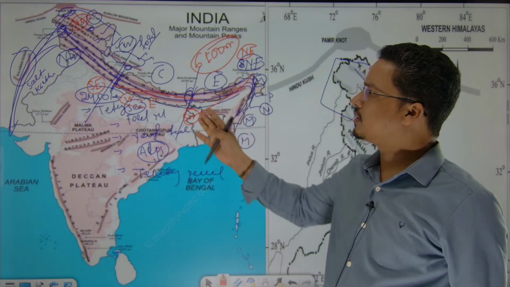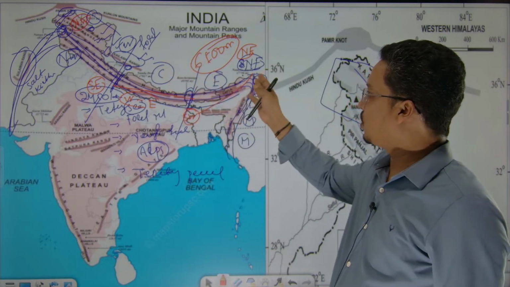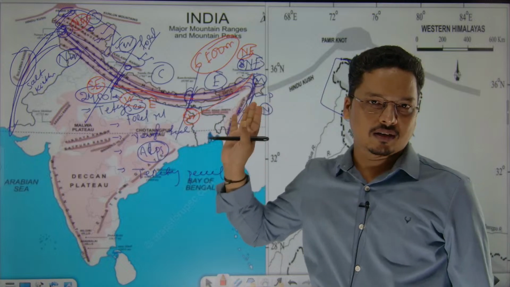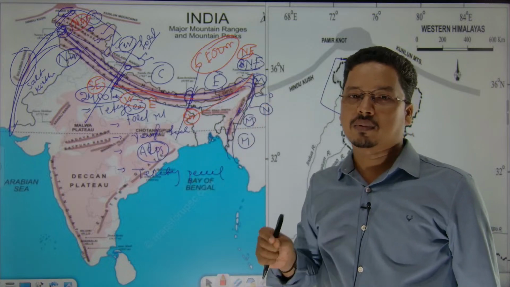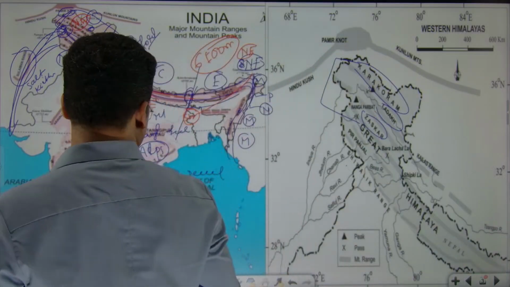So all the tallest mountains are situated in the Himalayan range, starting from Karakoram all the way to Namcha Barwa in Arunachal Pradesh. So these are very important mountains. That is why one needs to know that.